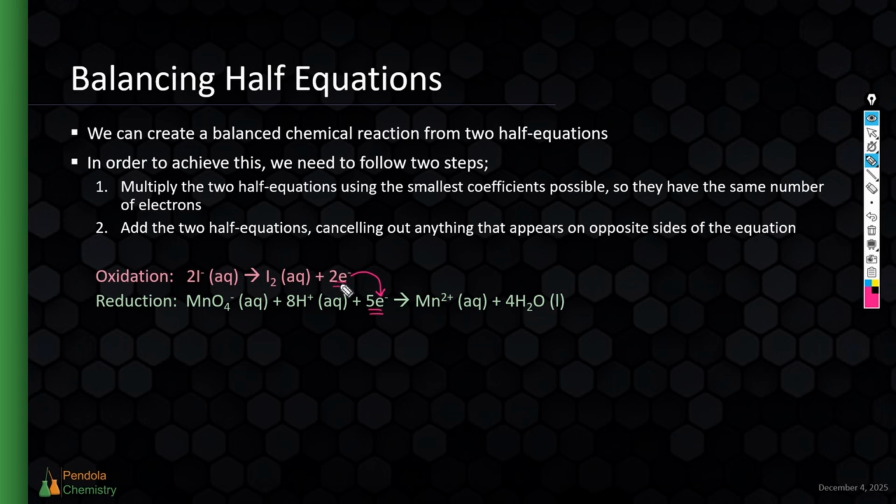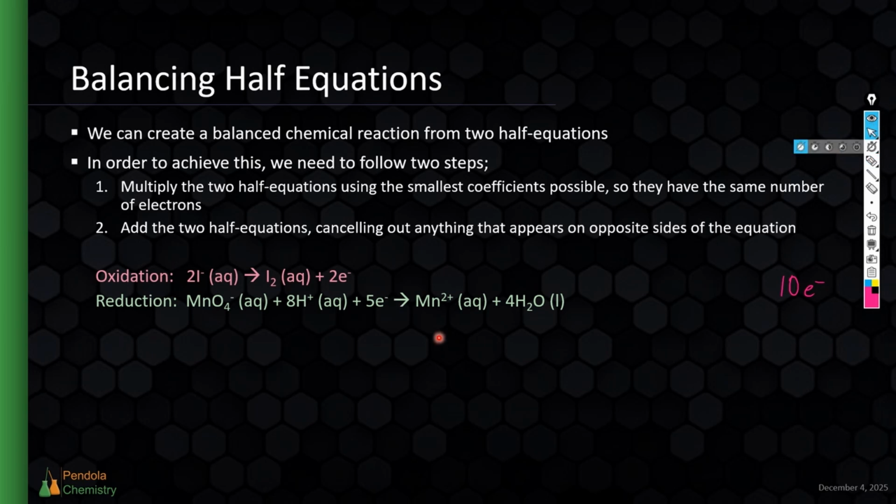In this case, that's not happening, right? We have 2 electrons in the oxidation given up, 5 electrons in the reduction given up. So what do we need to do here? We need to make these two numbers match by multiplying the whole equation by a whole number. So essentially it's like finding the least common multiple in math. We have 2 electrons here, 5 electrons here. The least common multiple between 2 and 5 is 10. So we want to make both equations have 10 electrons.